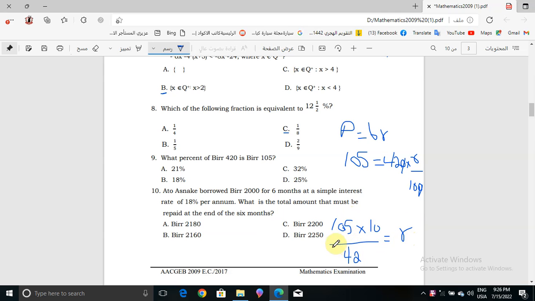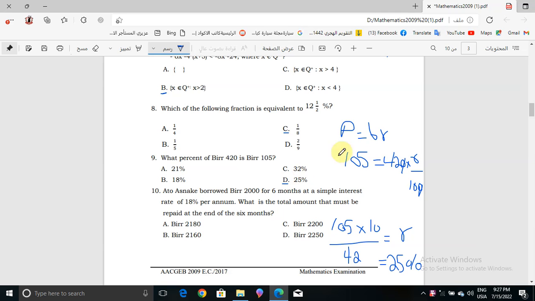Then we'll divide it. First of all, 105 times 10 is equal to 1050. Then over 42, when we divide it, is equal to 25%. So that means choice D, which is 25%, is the answer for question number 9.